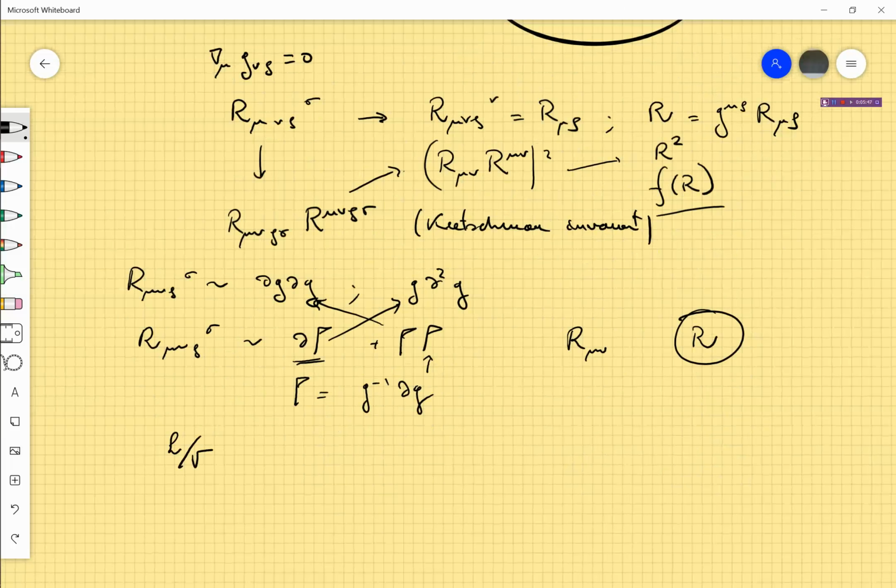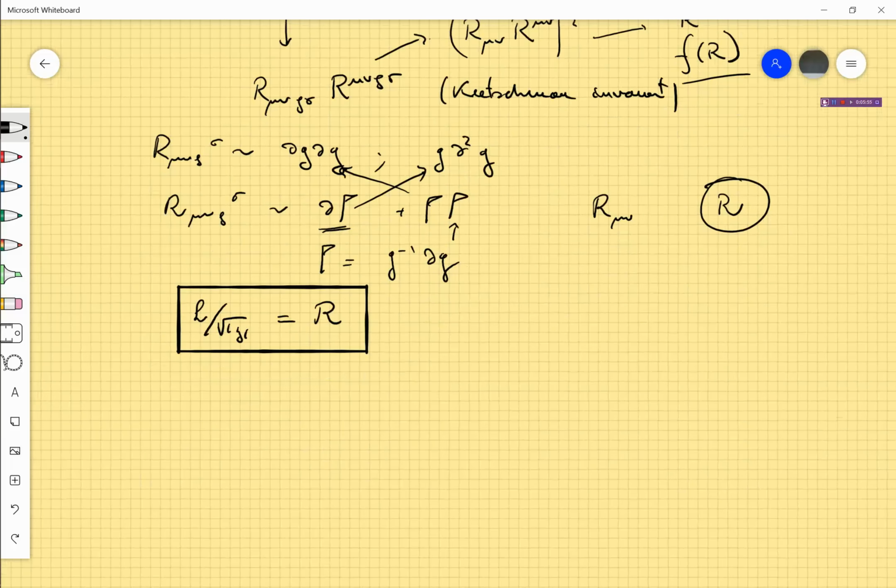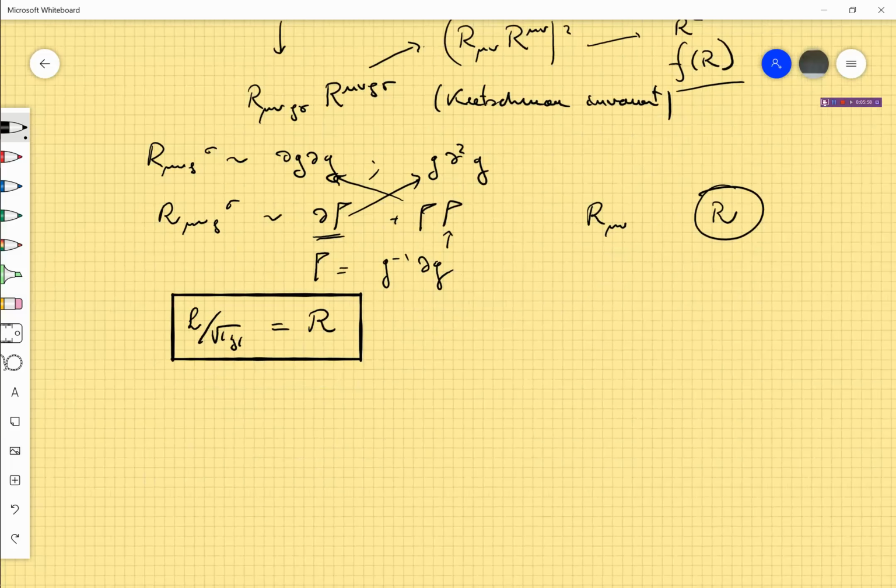Taking into account all this, basically you are left with only one possibility, and this possibility is that L divided by the square root of g is R, up to constants that we will have to determine later. This action that contains R is called the Einstein-Hilbert action. We will denote it by this.